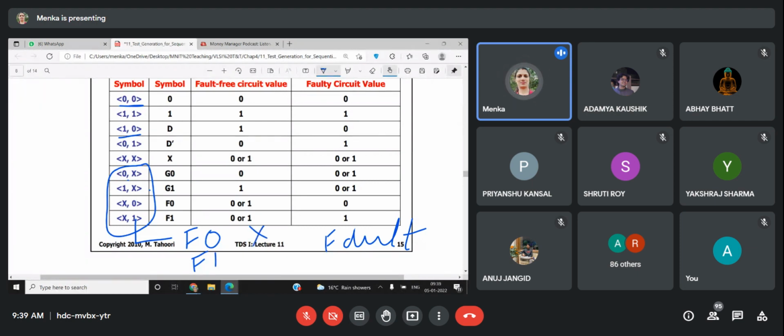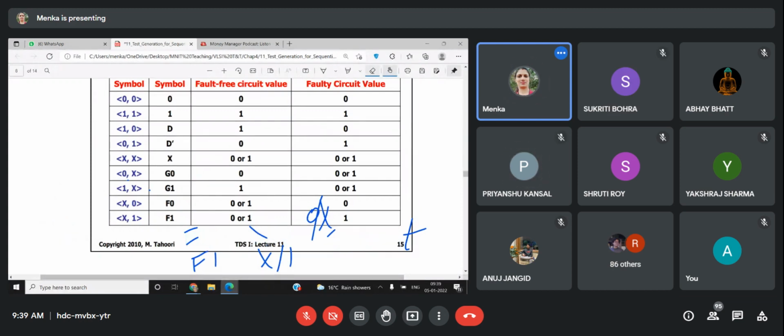So F0 means X less 0. F1 means X less 1. So likewise, G0 you can identify easily, because this is just opposite of F0, 0X, and G1 is 1X. या आ जाएगा समझ में? Shall I proceed? Yes, ma'am. Okay.